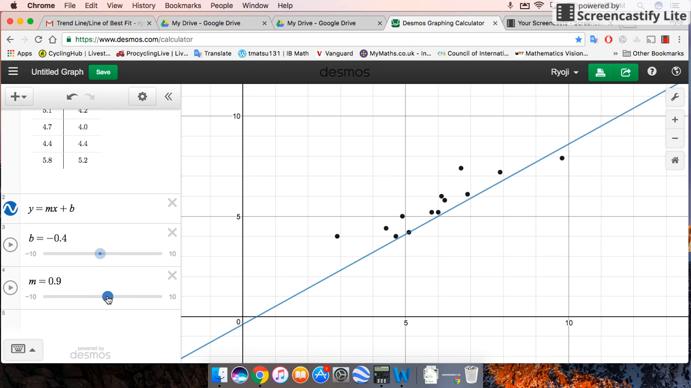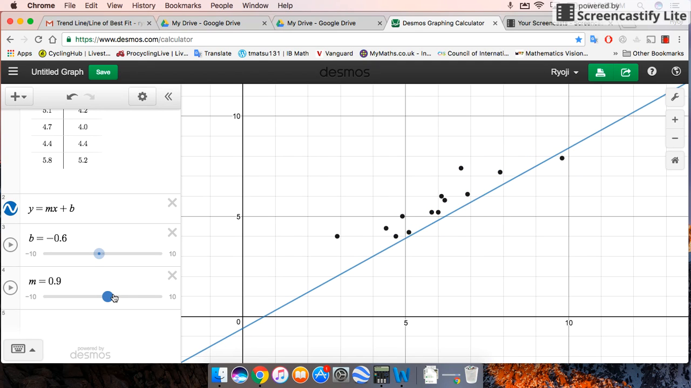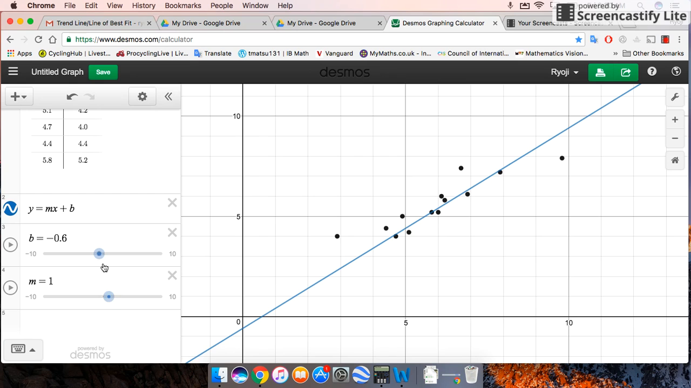So now I could change the slope. See if I could just move this. Yeah, this looks pretty good. Maybe not. Just play with it a little bit more.